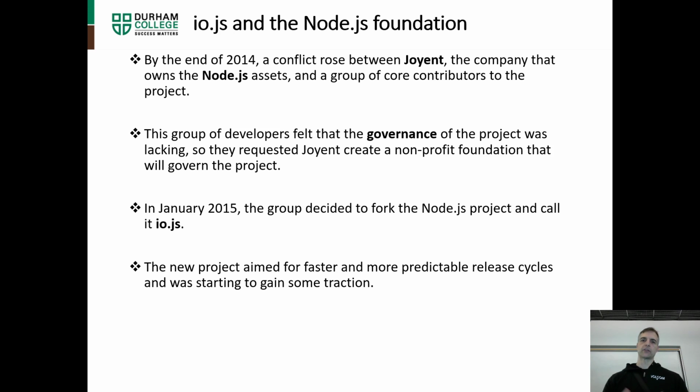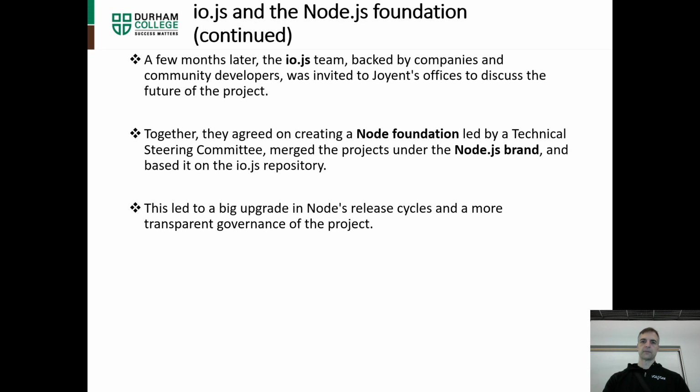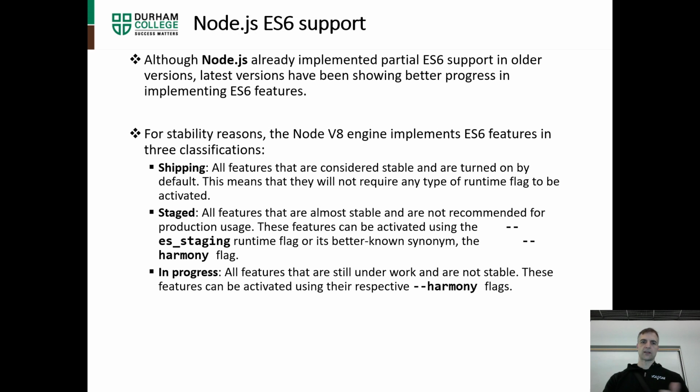They talked about how to improve this. So 2014, we talked about this. This is the schism that I talked about between Joyent, the company that owned Node.js, and the original creator of Node.js. There was a kind of schism, but what ended up happening was they came back together later on, okay? So that's just the history behind it.